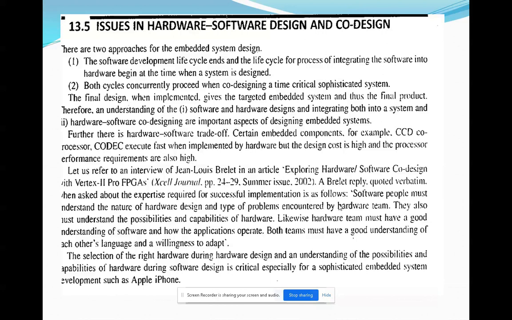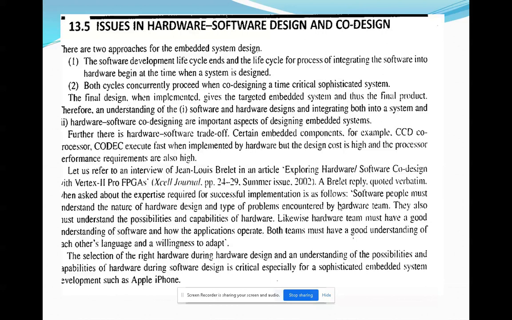Okay. In the first method, after doing software development only, you will start to do hardware development. Okay. But in the second step, you will be doing both, that is both life cycles will begin at the same time. Okay. These are the two approaches. So after implementation, the final design when implemented gives the targeted embedded system. Okay.